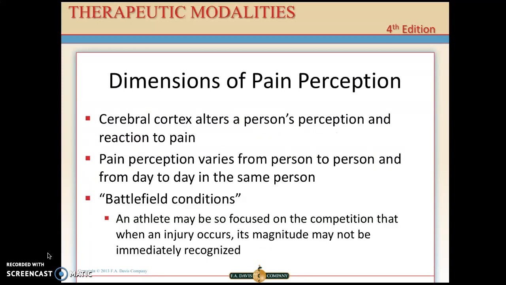Okay. All right, dimensions of pain perception. The cerebral cortex, so the basic unit of your cerebrum, alters a person's perception and their reaction to pain. So the cerebral cortex then can kind of modify a person's reaction to pain. Pain perception, again, varies from person to person and from day to day in the same person.